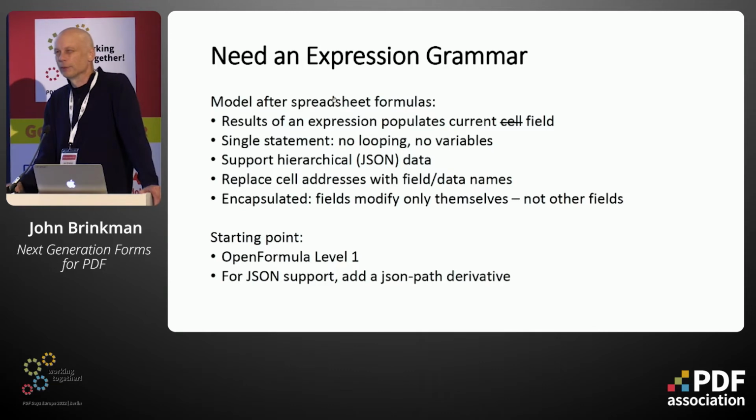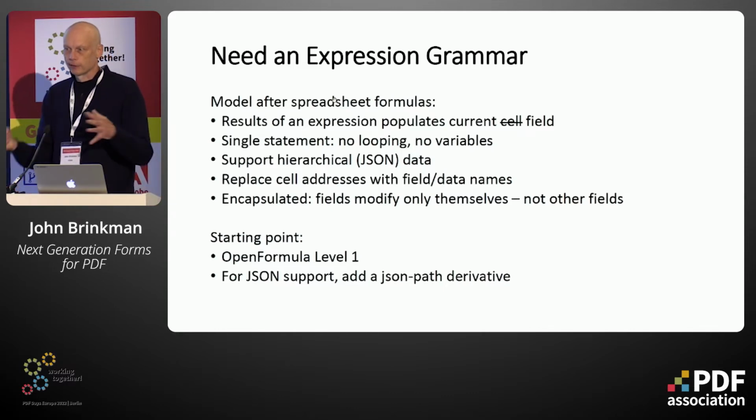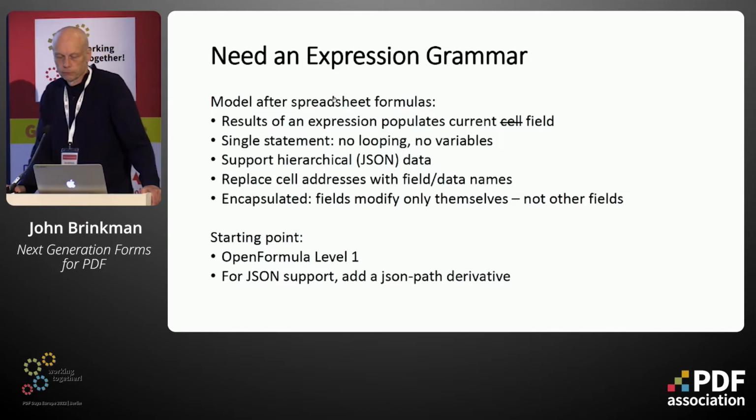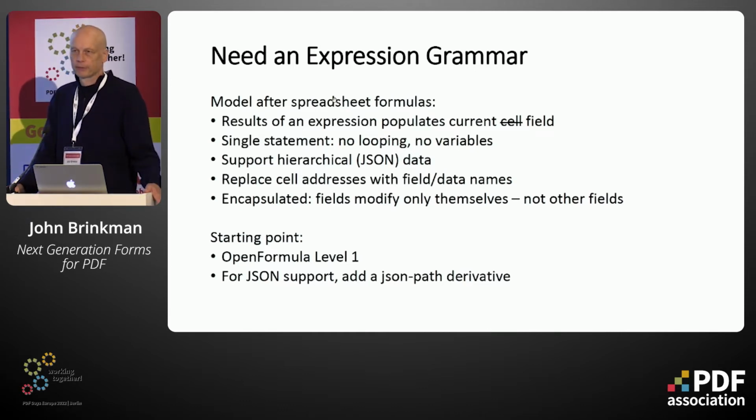And we want these things to be kind of more encapsulated than JavaScript is today, right? In a calculation script in JavaScript today, you can really touch any part of the PDF. But really, we want expressions to only affect the current field. So our starting point was Open Formula, a nice, publicly available specification for formulas. And then for JSON, we look for a JSON path derivative. And if JSON path is new to you, think about, JSON path does for JSON what XPath did for XML.